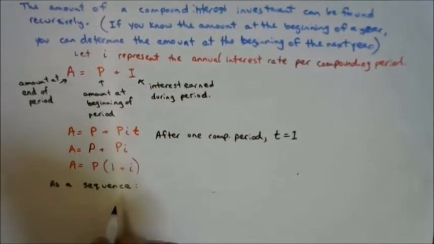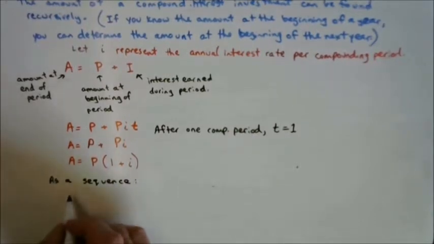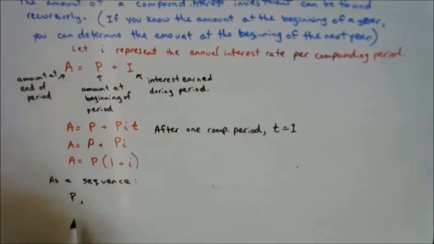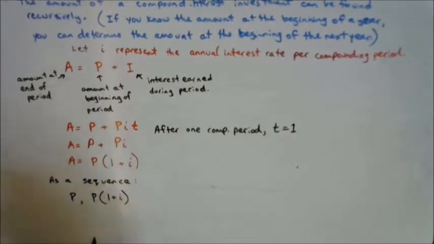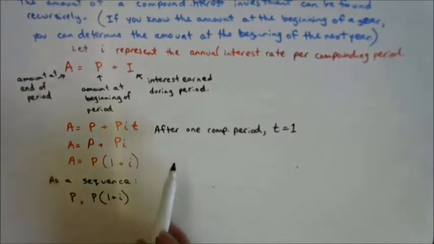So the terms in the sequence would be, you'd start with your principal, and then you'd have the amount. So this is always the amount. The original amount is just your principal. The next amount, the amount after the first compounding period, is P times 1 plus i. It's exactly what we have here. After one compounding period, that's what happens.